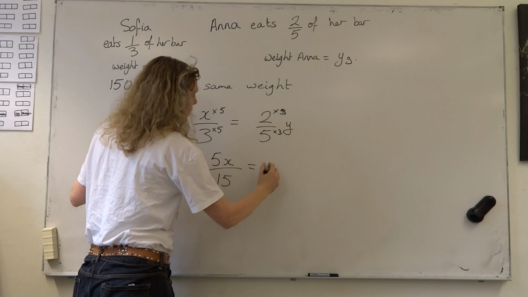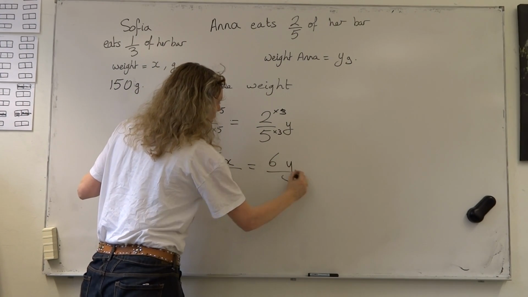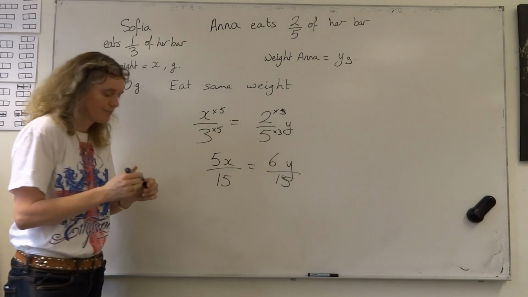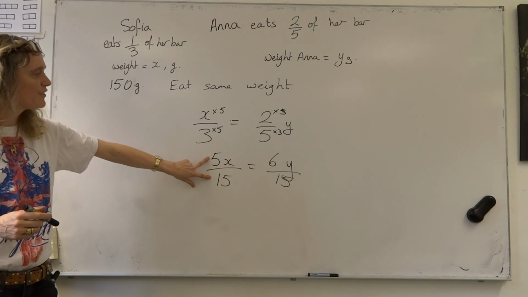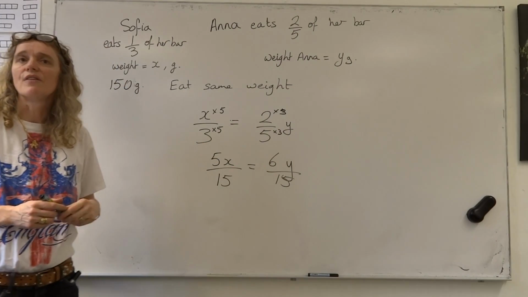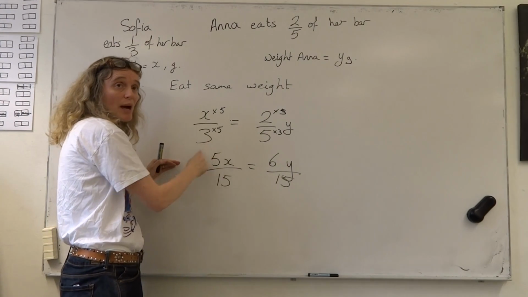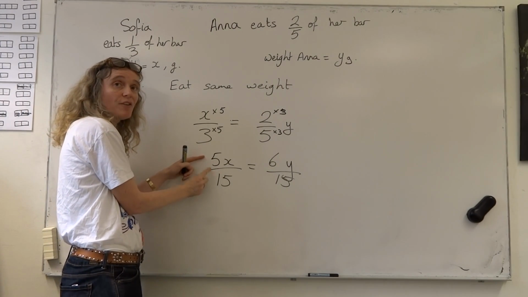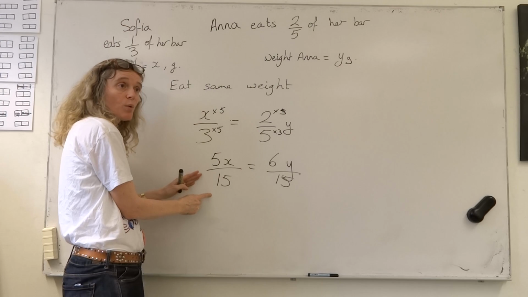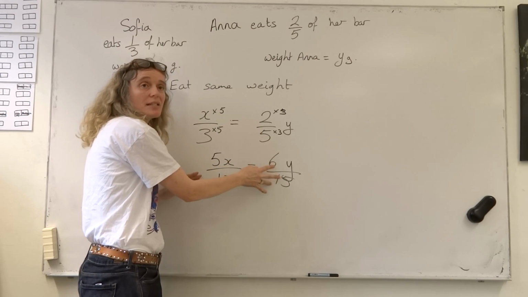5x/15 equals 6y/15. So 5/15 of x equals 6/15 of y. So that they're eating the same amount of chocolate. She only needs to eat 5/15 of her bar of chocolate in this one to get 50 grams, or whatever it is. But here she'd need to eat 6/15.